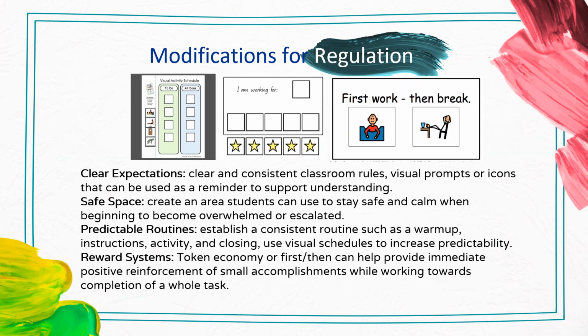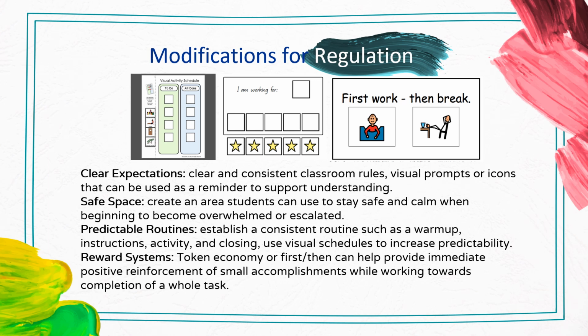And then some modifications for regulation. This is going to be all those little behavior supports. So just making sure you have very clear expectations. You can even have visual prompts or icons that can be used to remind them, such as quiet hands or things like that. Making sure you have a safe space for when they're starting to become overwhelmed or escalated. Sometimes that can just head that off if they have a place to go.